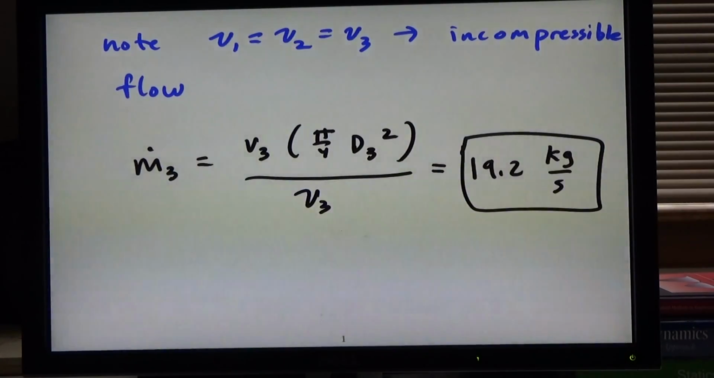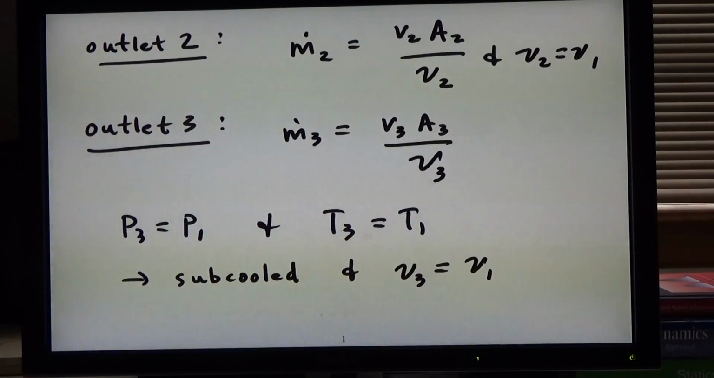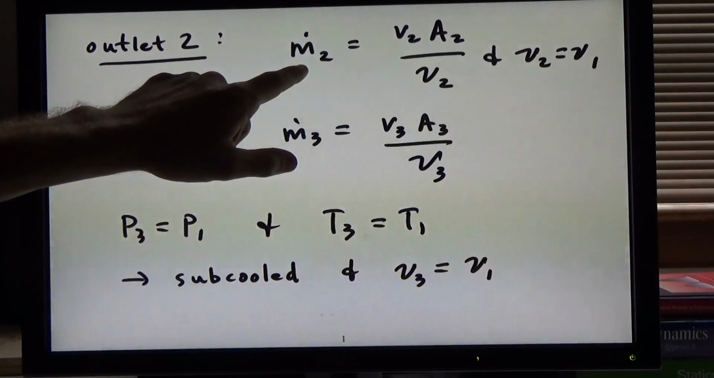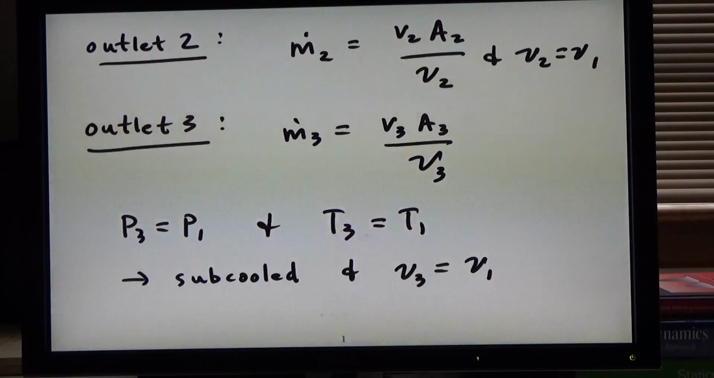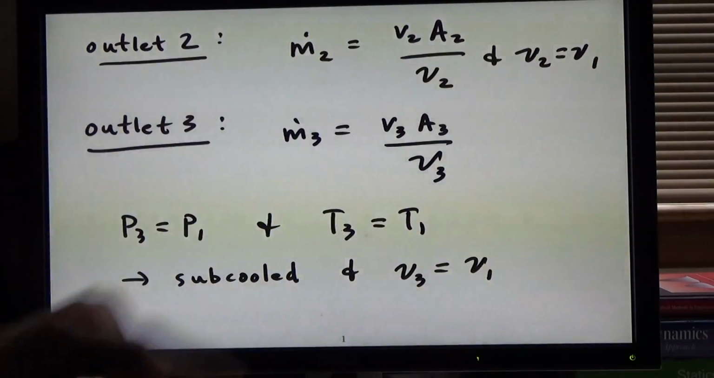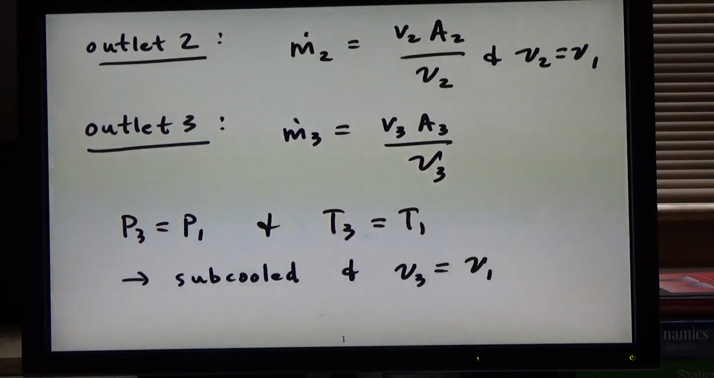Now the question is, what do we do about outlet number 2? We can't use the mass flow rate equation to calculate the mass flow rate because we don't have the velocity at exit 2. So we need either a way to calculate velocity at exit 2 using some properties analysis or something like that, or we have to do something else. We need some other equation. Think about it for a second and see if you can figure out what other information we have, or is there some other way that we can get velocity at outlet 2.